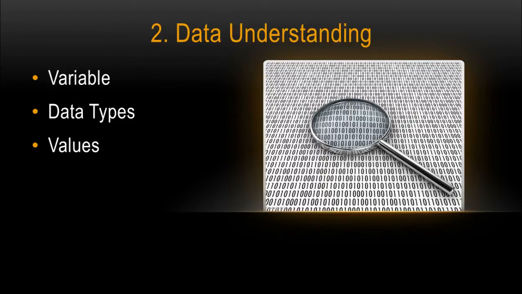The second step is data understanding. This is where you start seeing your data and try understanding various aspects of it, like size of the data, what data is available in each column. We call them variables also. And it can also include understanding the data types of each variable and see if it is numeric, whether it's a text or a date, etc.